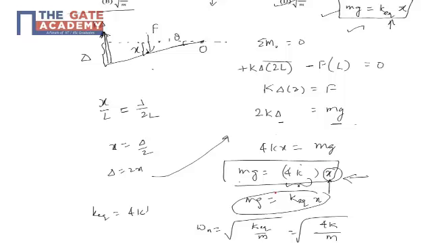Now that something, when you compare with a single spring mass system, the equilibrium equation is this. So you are comparing the equilibrium equation of a given system with the equilibrium equation of a single spring mass system, and you get the equivalent stiffness. That is the whole idea: to get the equivalent stiffness, and then you can use the natural frequency formula.